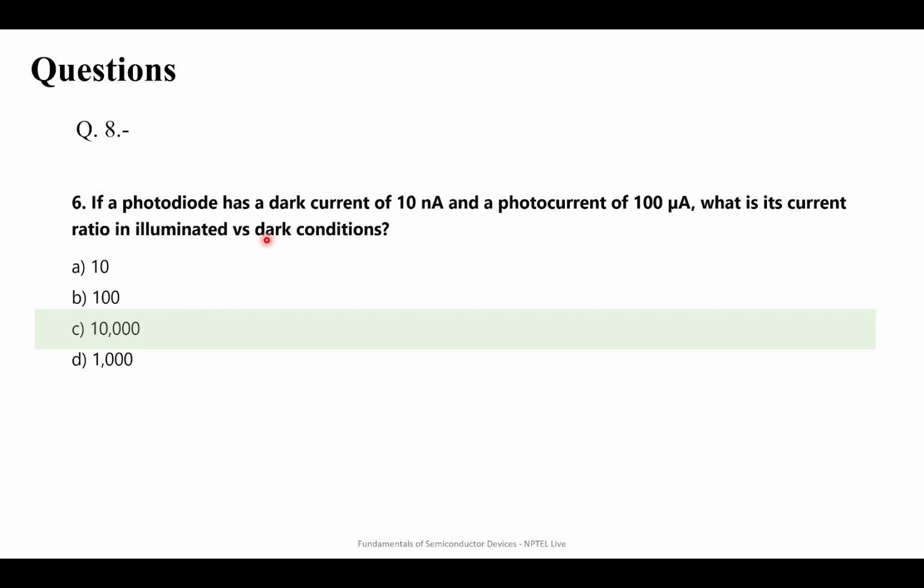And this is a very important part for photodiode. The ratio between illuminated and dark current is the main selling point of a photodiode, because you want to detect the change in current in a photodiode, and the higher the difference between the currents is, the better the performance of the photodiode will be, the more sensitive it will be. Hence you want this number to be as high as possible.